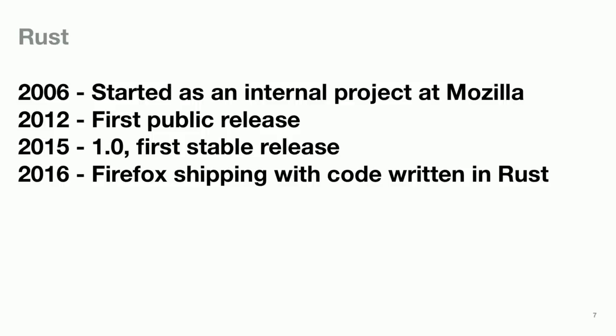And they reached a stable 1.0 release in 2015, which allowed people to start using it in production, essentially, because they knew their code would continue to run as the toolchain evolved. And in 2016, Mozilla managed to start shipping code that was written with Rust in Firefox. And since then, the amount of code that is shipping in Firefox with Rust has grown, and they seem very happy about it.